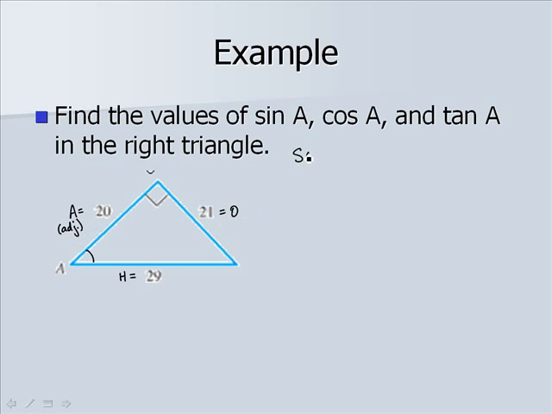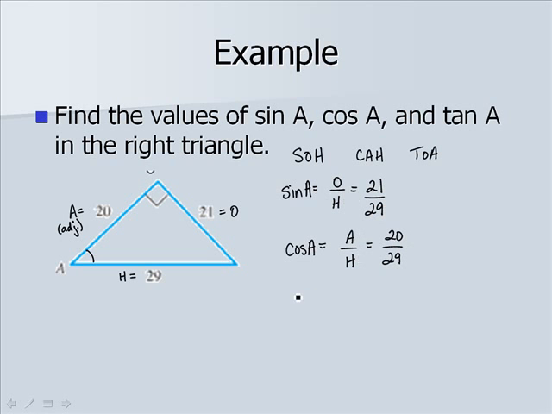So remember SOHCAHTOA. So we have the sine of A would be the opposite side over the hypotenuse, or 21 over 29. The cosine of A would be the adjacent side over the hypotenuse, which is 20 over 29. And the tangent of A would be the opposite side over the adjacent side, or 21 over 20.